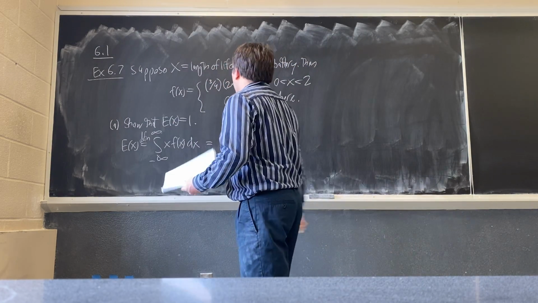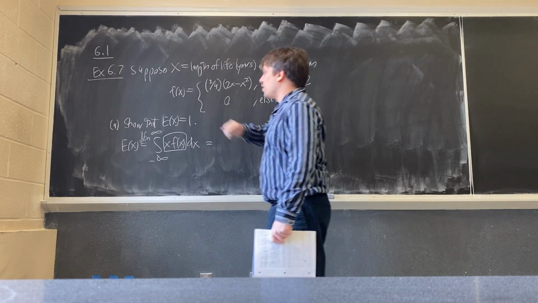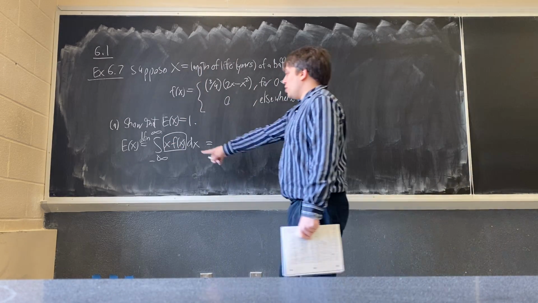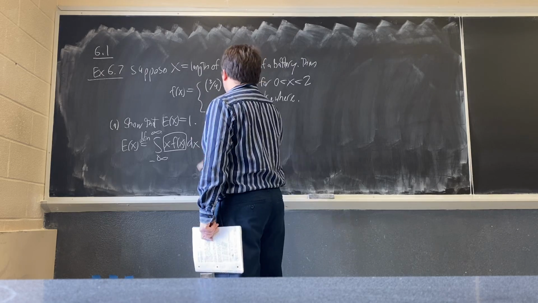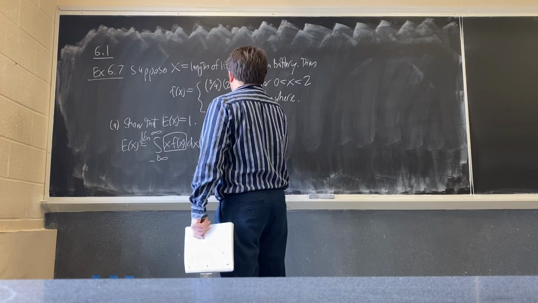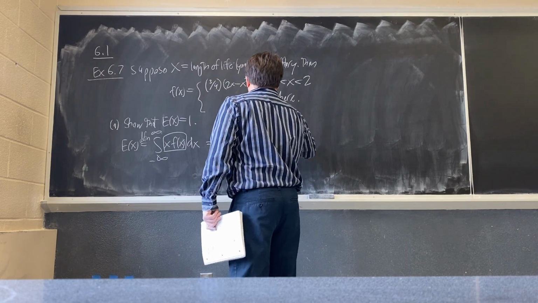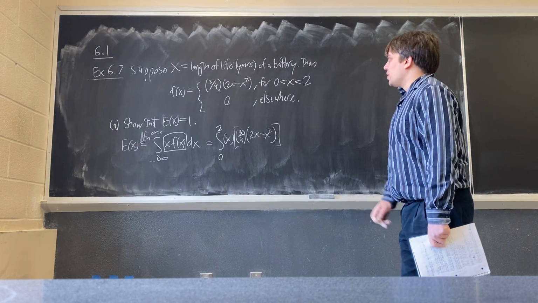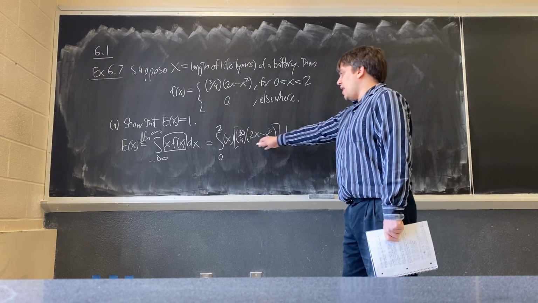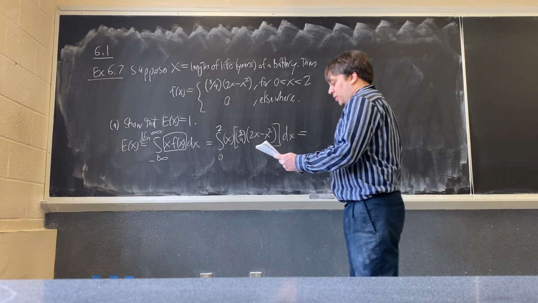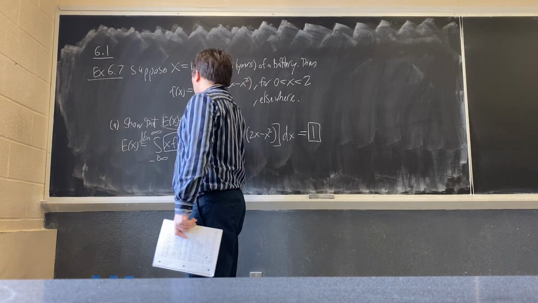Okay, let's calculate this. From 0 to 2, we can get a non-zero value of the integrand because f of x is non-zero only between the values 0 and 2. So we only have to calculate the integral from 0 to 2 of x times f of x dx, where f of x is 3/4 times 2x minus x squared. If you calculate the integral from 0 to 2 by the fundamental theorem of calculus, you get 1. And so we showed that E of X is equal to 1.